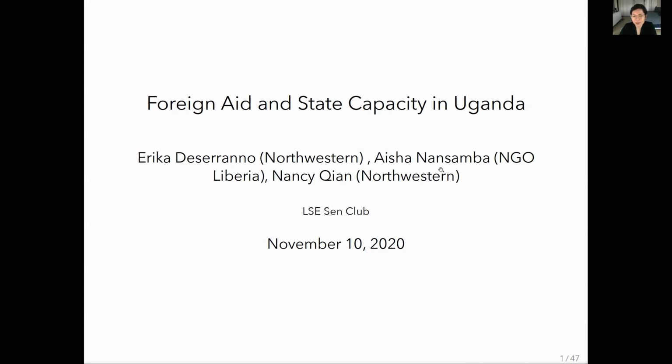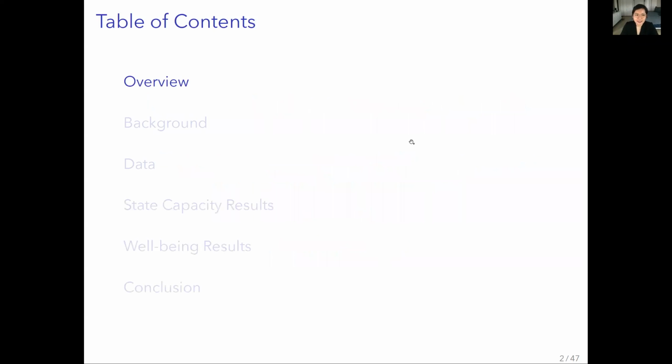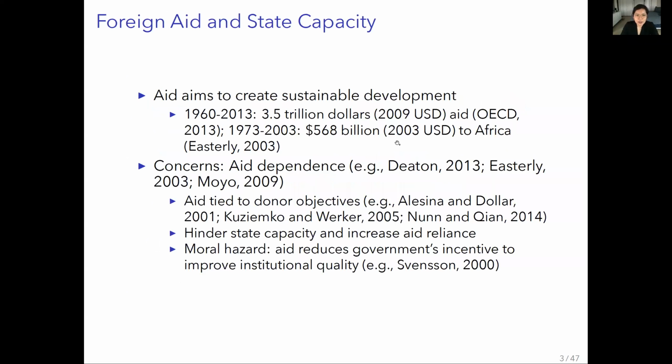So this paper is called Foreign Aid and State Capacity in Uganda. It is a co-authored work with my colleague Erica De Serrano, who actually got her PhD at the LSE. So she's a bit of an alum for you guys. And Aisha Nansamba, who works with an NGO in Liberia. And let me just quickly motivate.